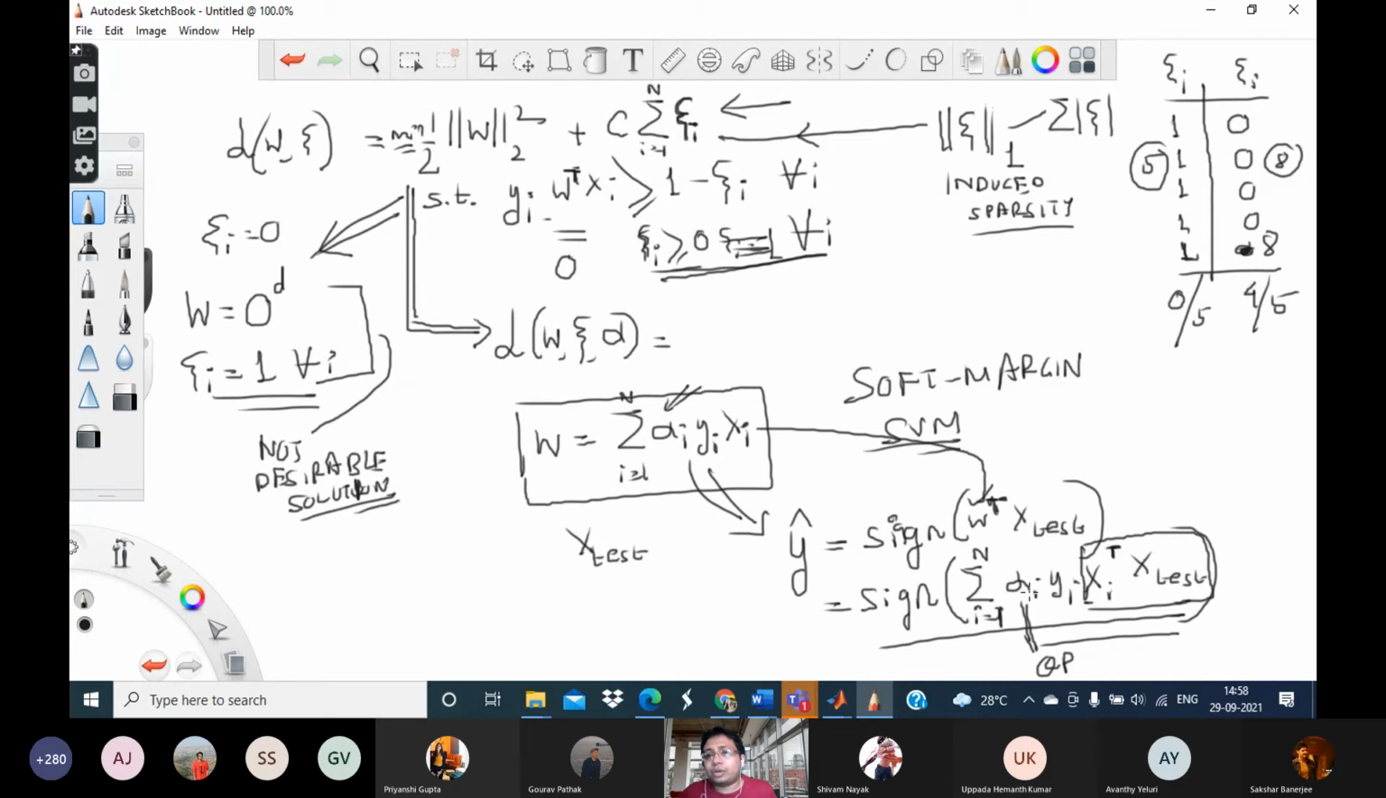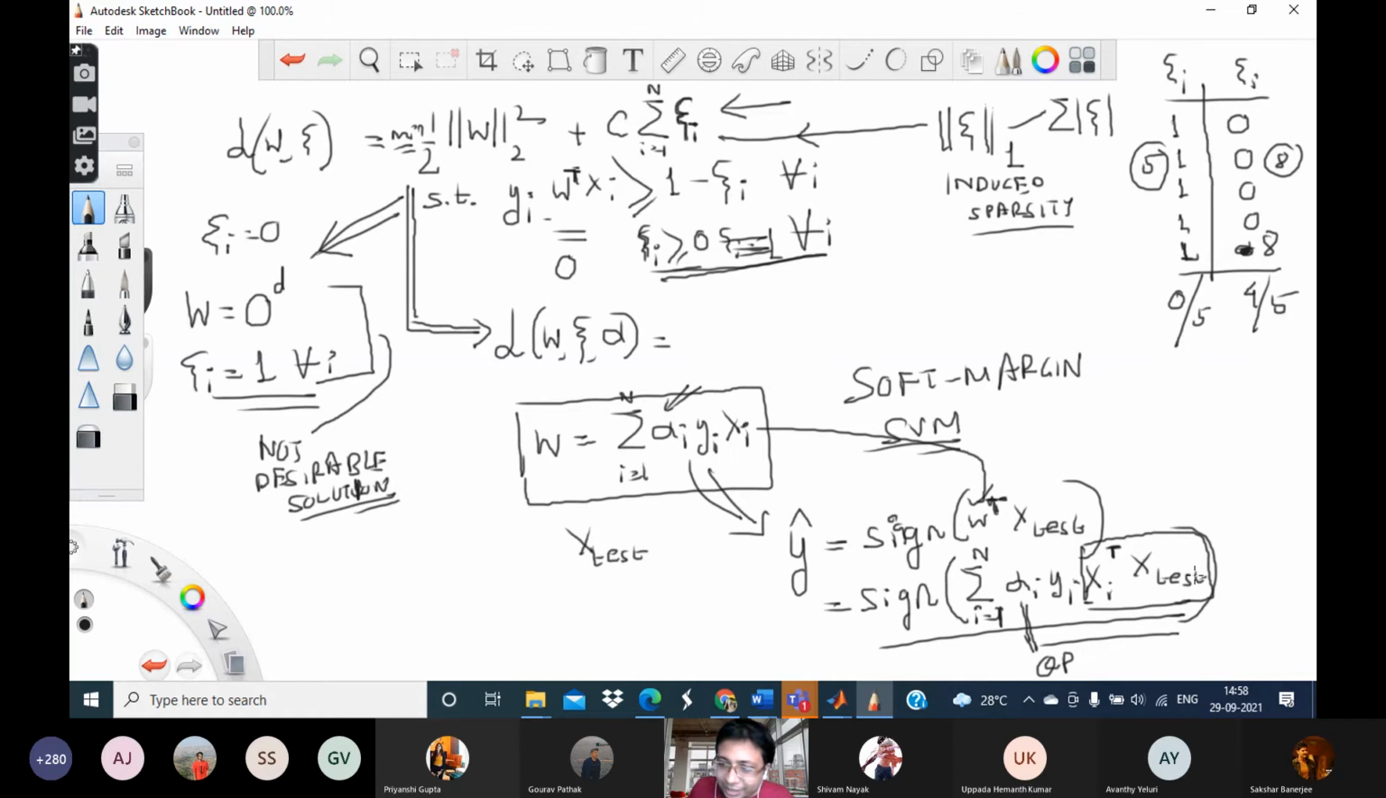Because of the alphas. We know that alphas are 0 for most of the training points. Its alpha is non-zero only for the support vectors, the ones which are either lying on the marginal classifiers or which have been misclassified. I have to compare our X test only with them. I have to take their dot product, multiply with this yi as well as the corresponding alpha i, and then add them up and take the sign. So this is the way we do it.